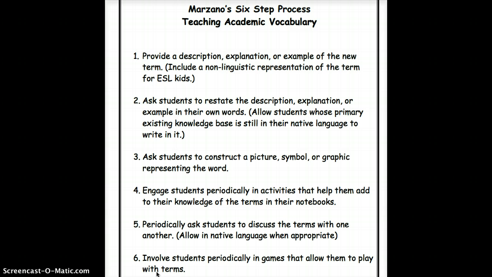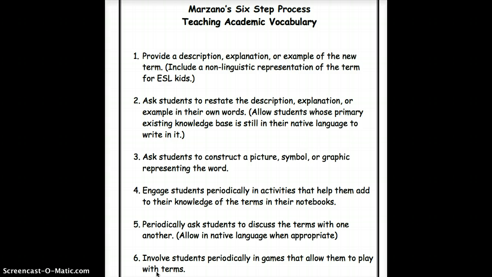Number three is going to have them kind of draw a picture representing the word. So they might have people kind of sitting around in a circle talking, or if I were going to draw it, I would probably draw like people at a cocktail party or something. Four is to engage students periodically in activities that help them add to their knowledge of the terms in their notebooks. And that's not a big deal because discourse is a word that we're going to continue to work on all year long. But it's using that term and not kind of supplementing it with another term. It's being very intentional about using that word discourse.